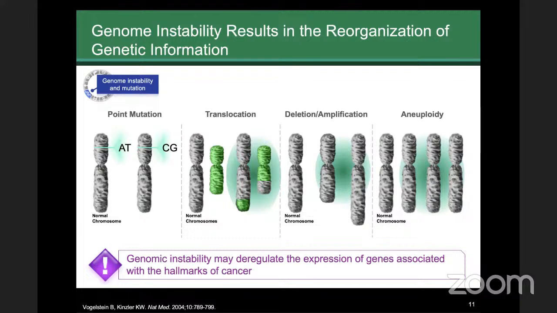You need one step, which is the actual infection of the virus, integration of the genome. And the second is this translocation that happens. And you need two hits to turn a lymphocyte into a lymphoma cell. Next slide.